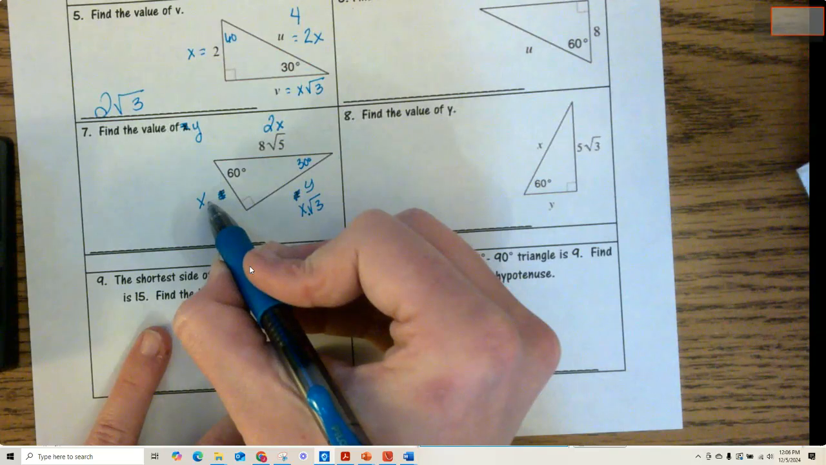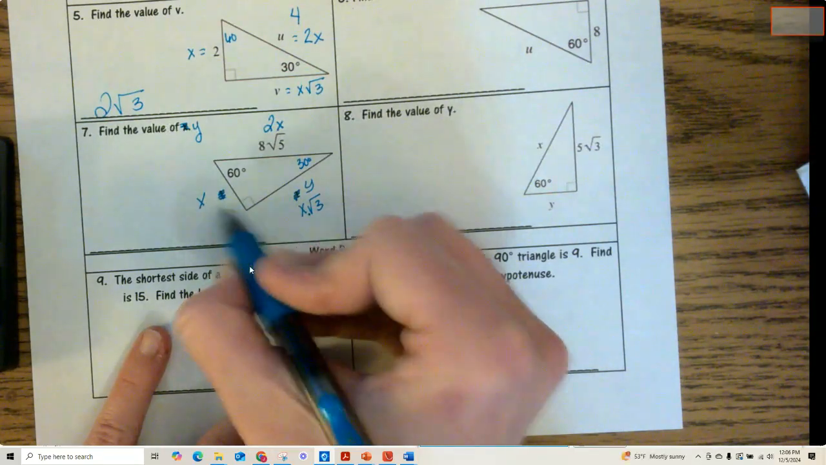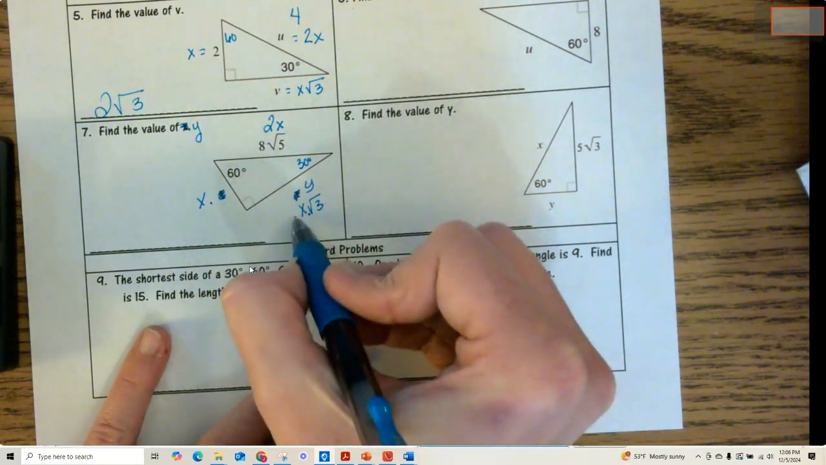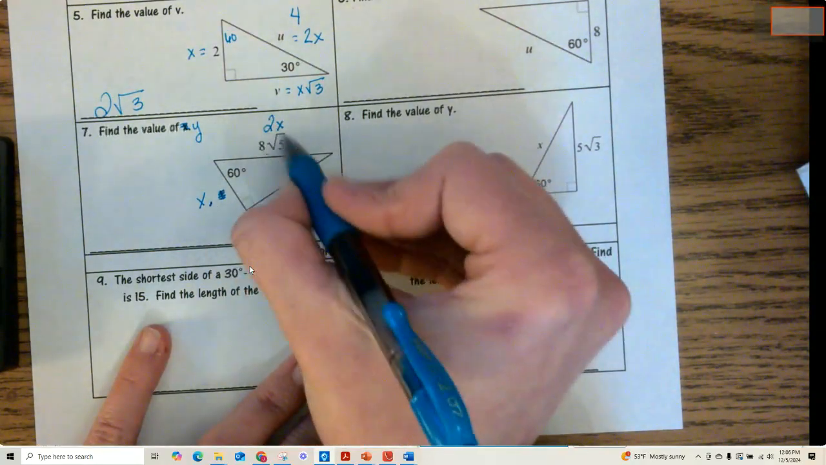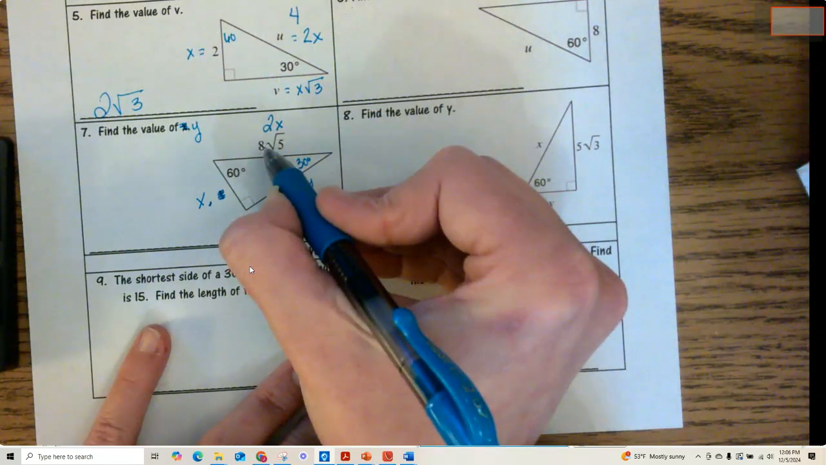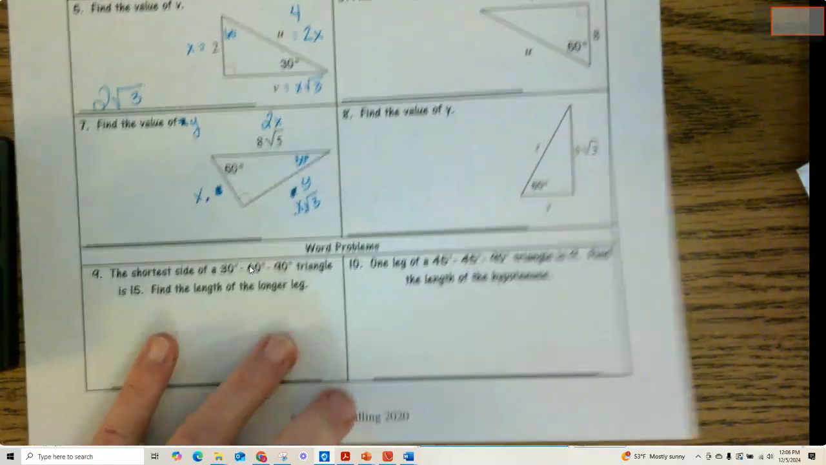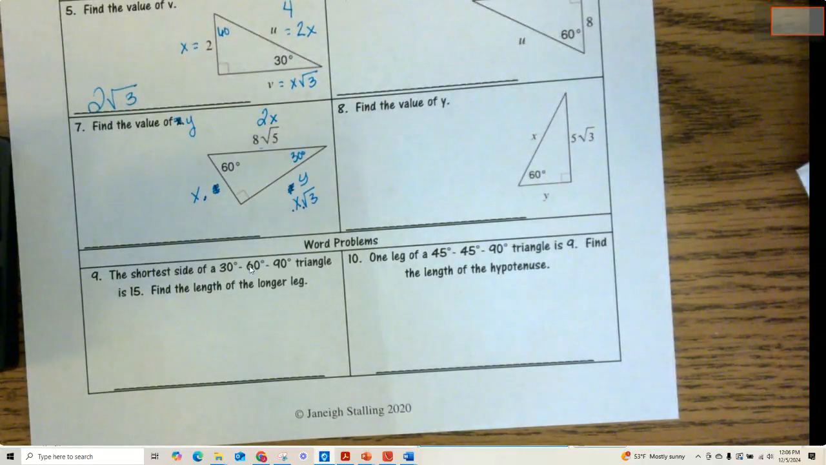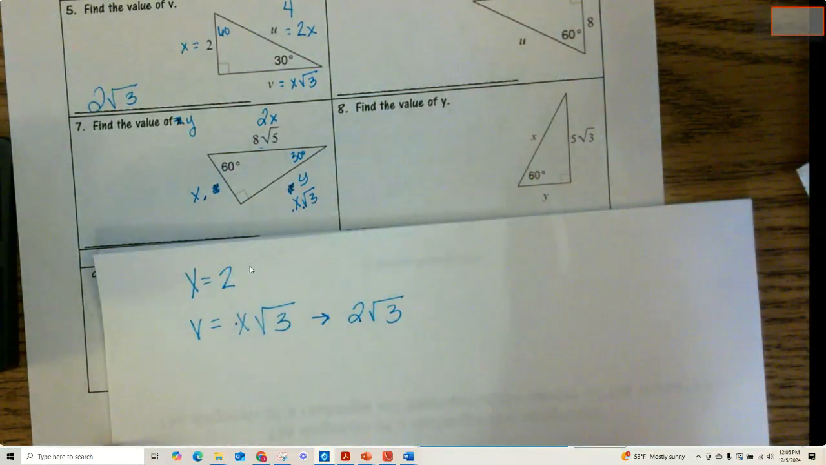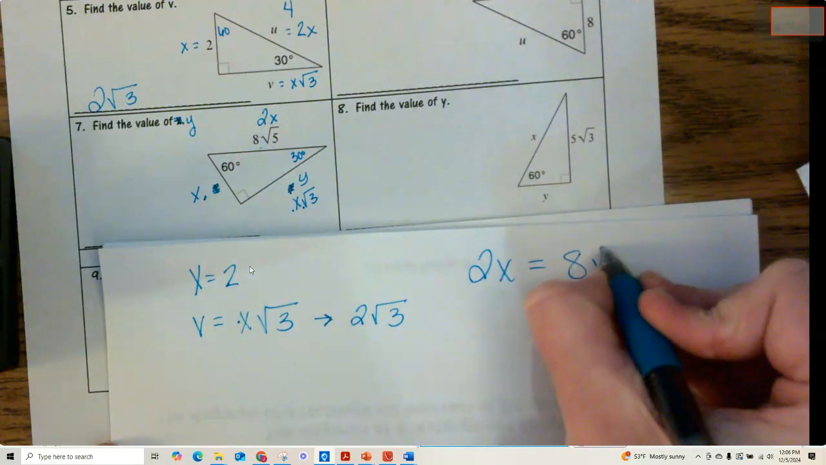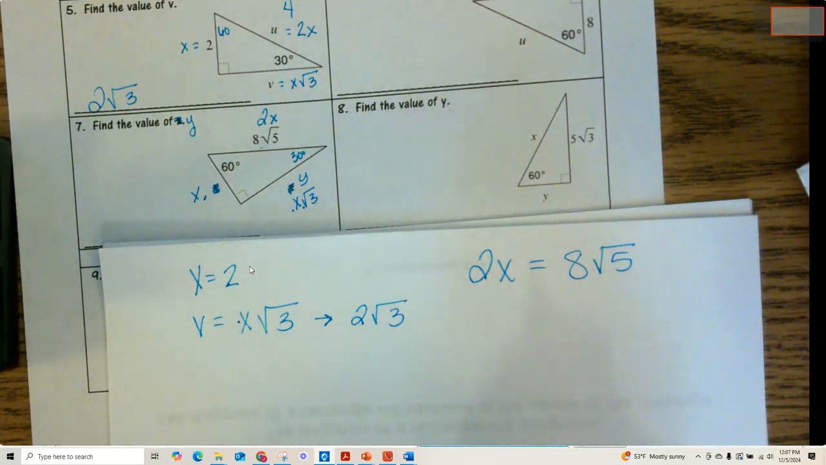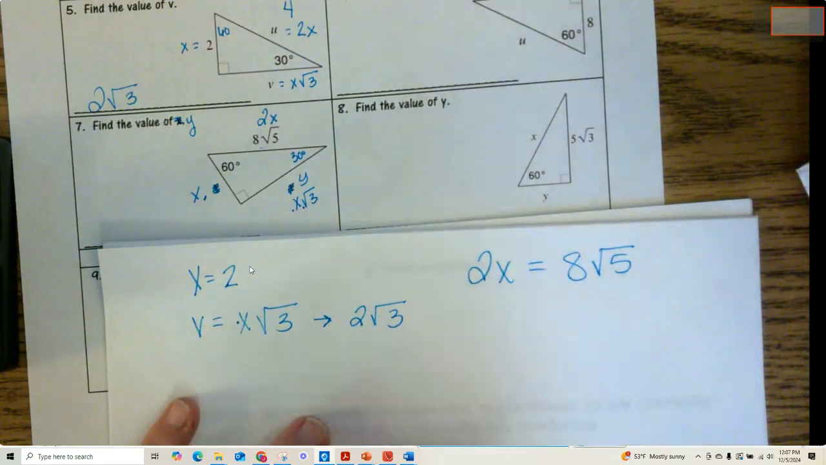So, how would I find, I have to find this before I can find this. I got to know what x is. So, what would I do to this? How would I do that? Yeah, you could divide. So can I set it up like an equation? Can I say 2x equals 8 times the square root of 5? Because they're equal to each other, right? So how would you solve for x here? Or real quick, what's the easy way to do it?